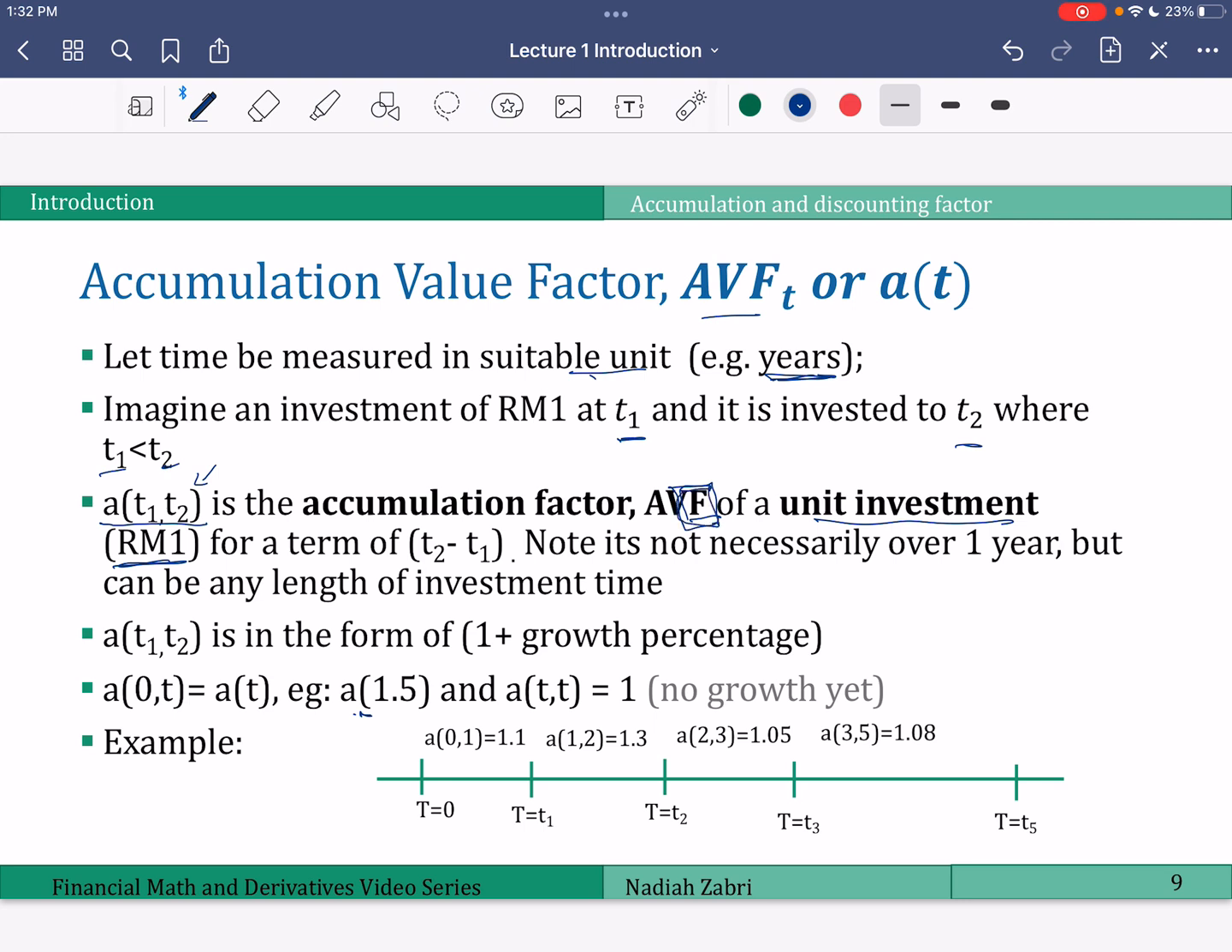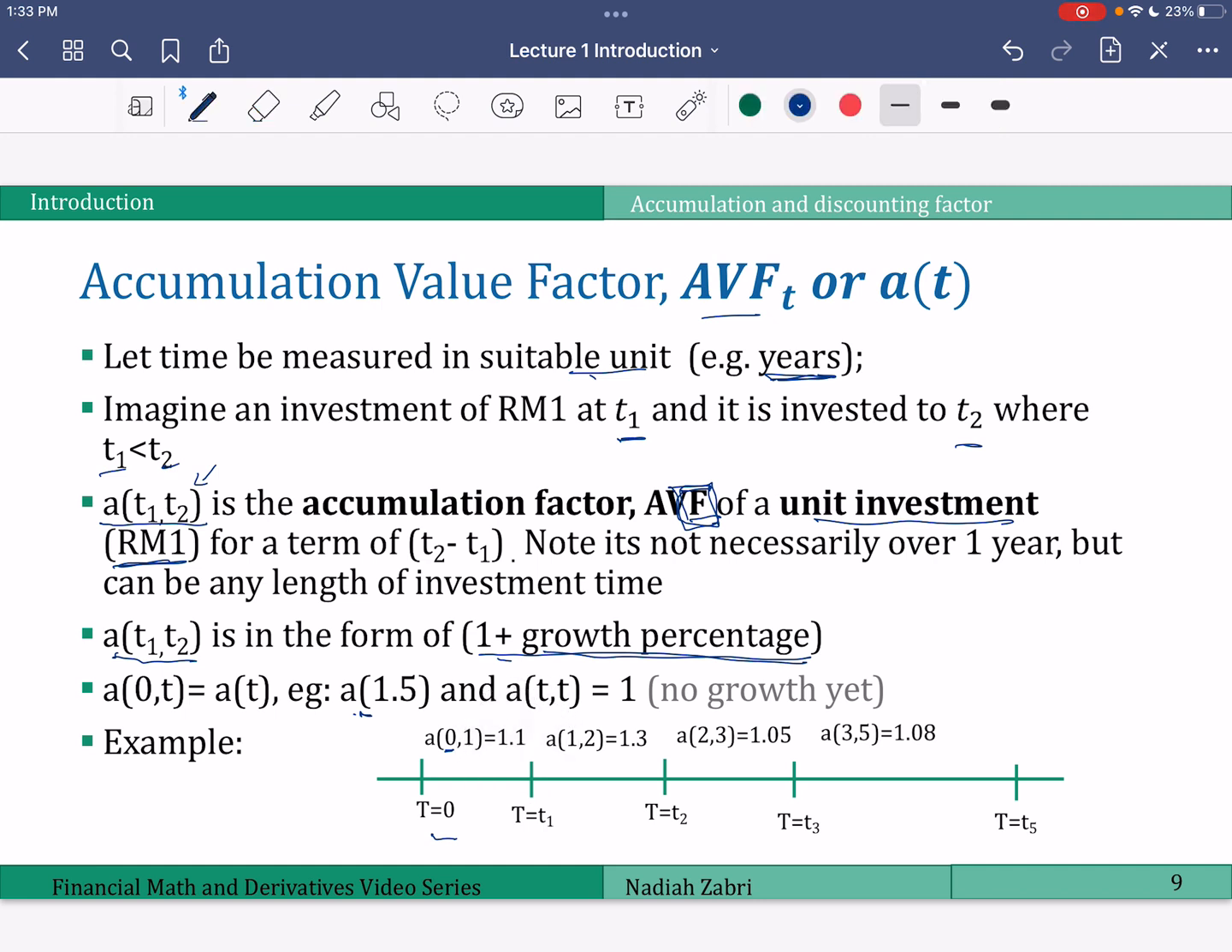Let's see an example of an accumulation value factor. This is an accumulation value factor between time 0 and time 1. It is 1.1. Usually A(T1, T2) is in the form of 1 plus the growth percentage. That growth percentage is the percentage that our initial investment grew by in that investment period. So here it grew by 10% in that investment period.